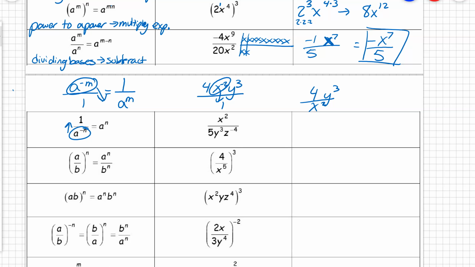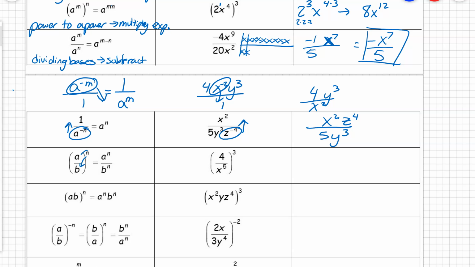Now if it's negative and it's in the denominator, it needs to move up and change from the numerator to the denominator. And that's where that would just become positive once it moves from the numerator to the denominator. So if it's in the denominator, just move it up, and then see if anything else can simplify. Later on, multiple things will be happening at the same time. At this point, I just want you to see that z to the 4th goes up, 5y to the 3rd stays in the denominator.